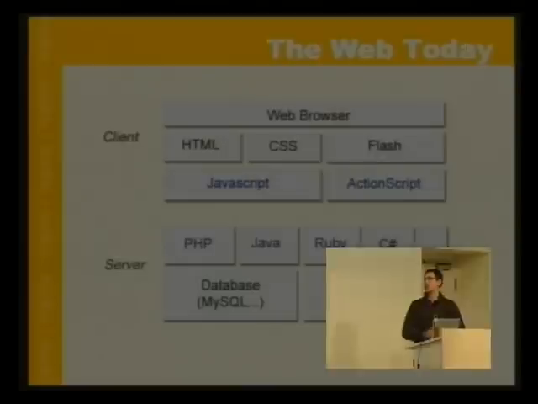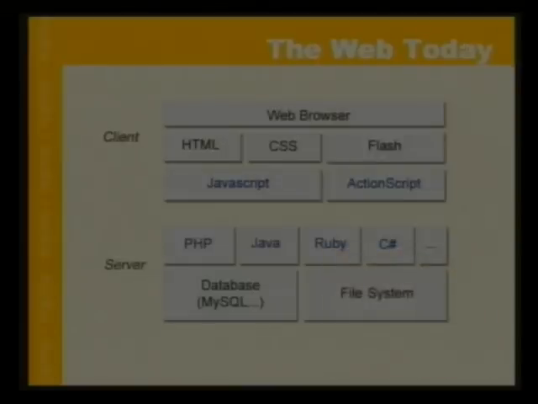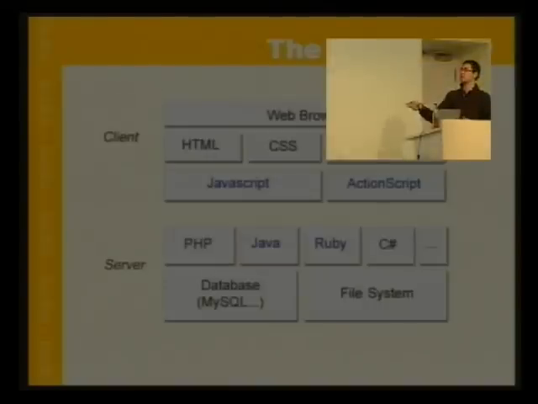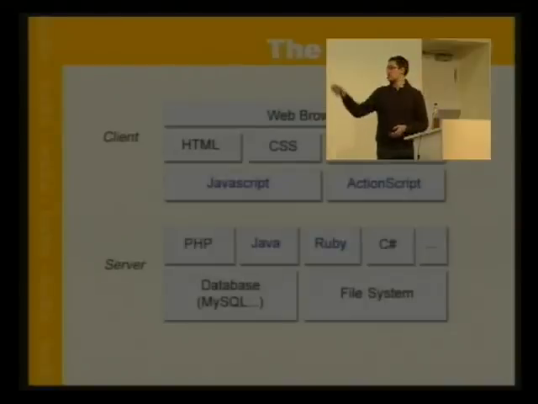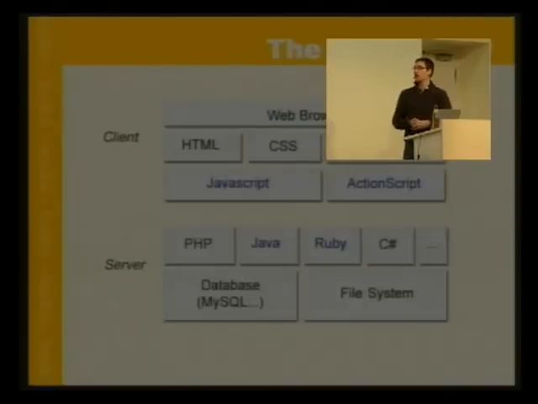And on the server side, you have several different technologies because you have a lot of choice. You can't really choose what you want to install on the client side, but on the server side, you can run anything, and that's a good thing. So you have a lot of different programming languages you can use on the server side: PHP, Java, Ruby, C Sharp, etc. And on the server, you access some kind of resources for doing websites, like a database and file system. So that's basically what the web is today.